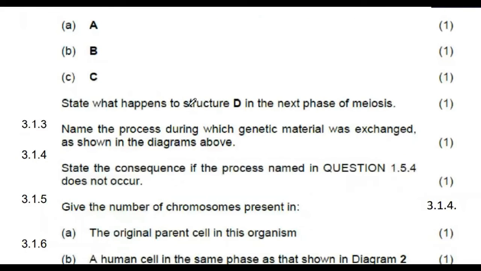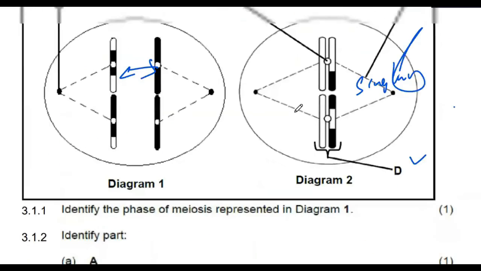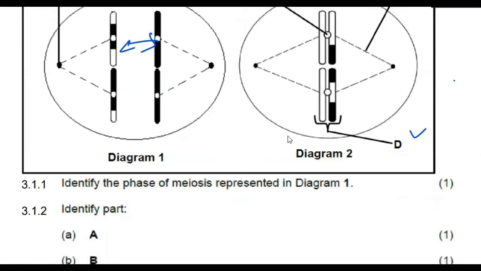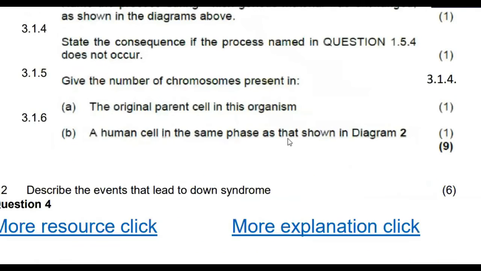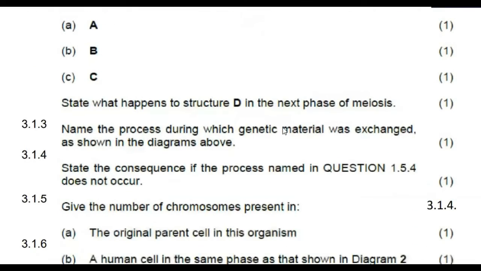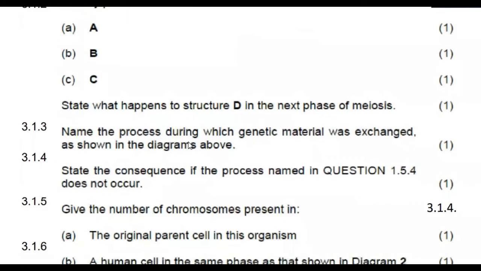State what happens to structure D in the next phase. What is structure D? These are the chromosomes. So the chromatids move to opposite poles due to contraction, or the shortening, of the spindle fiber. Name the process during which genetic material was exchanged. The process is called crossing over, and we said it occurs during prophase 1.